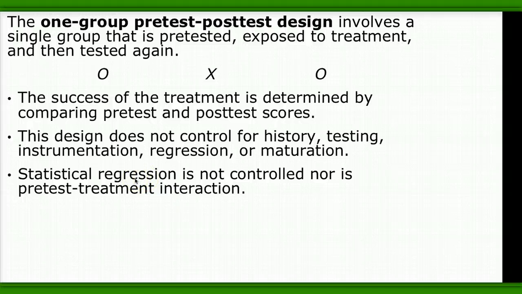Statistical regression is not controlled. It doesn't control for history, testing, instrumentation, or maturation.